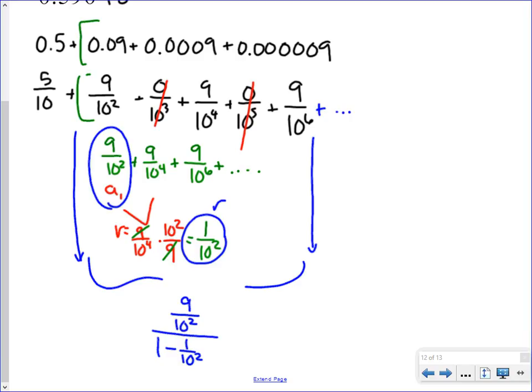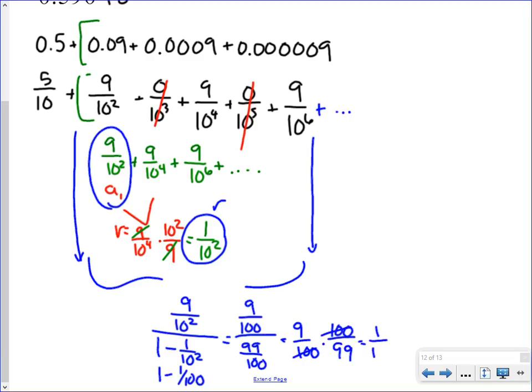And then I can change this into fractions, or actual numbers. 9 over 100 divided by, this would be 1 minus 1 over 100. So if you take away 1/100th, you have 99/100ths left. When you divide by a fraction, 99 over 100, you're actually multiplying by 100 over 99. Your 100s will cancel, and 9 over 99 is 1 over 11. So the sum of that particular infinite geometric series would be 1 over 11.